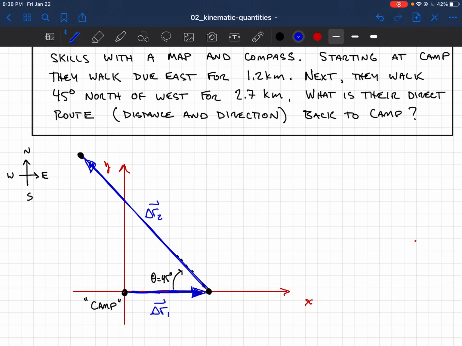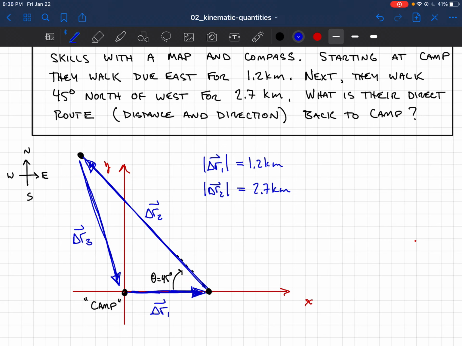We can put some of the information that we have here on the plot. So we know that delta r1 in magnitude is equal to 1.2 kilometers. And we know that delta r2 in magnitude is equal to 2.7 kilometers. And we want to try and get an equation out of it. Well, what they really want to do is they want to take a third displacement that takes them back to the origin, back to camp. So there's a delta r3 that's also on the picture here.